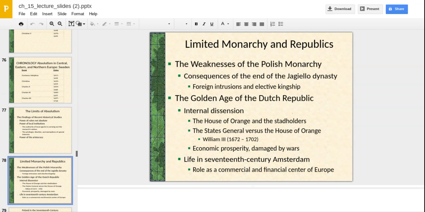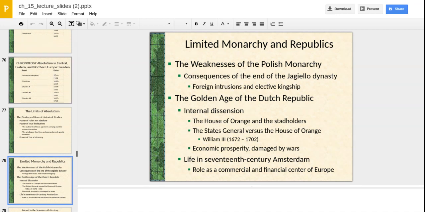So you do get some limited monarchy. You even have some experimentations with republics. The Polish monarchy is fairly weak, and so you're not going to hear a bunch about them. They're not a big dog. You do get a golden age of the Dutch Republic. So they are a republic experiment. You get the House of Orange, the States General versus the House of Orange. So there is going to be some issues there. It's not an absolute monarchy. We're looking at a republic.